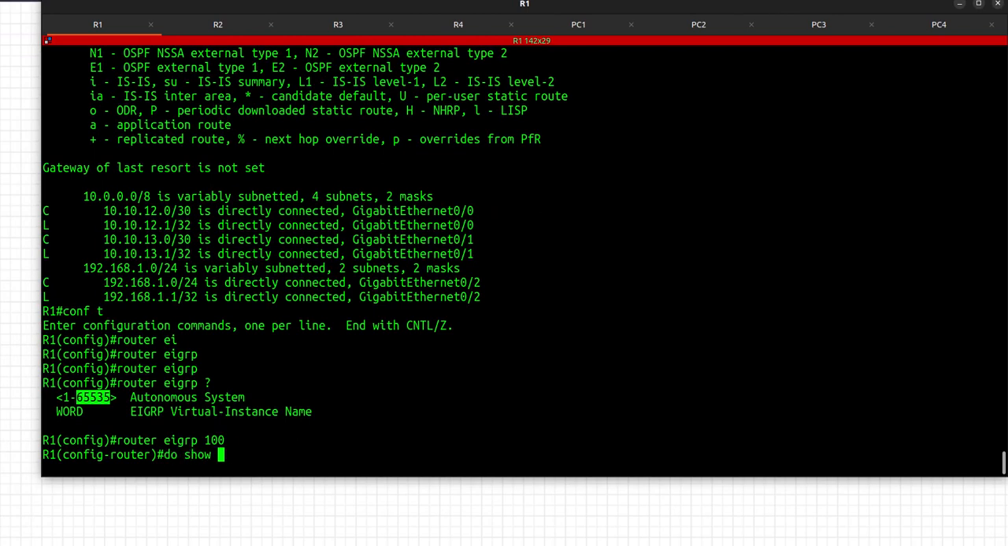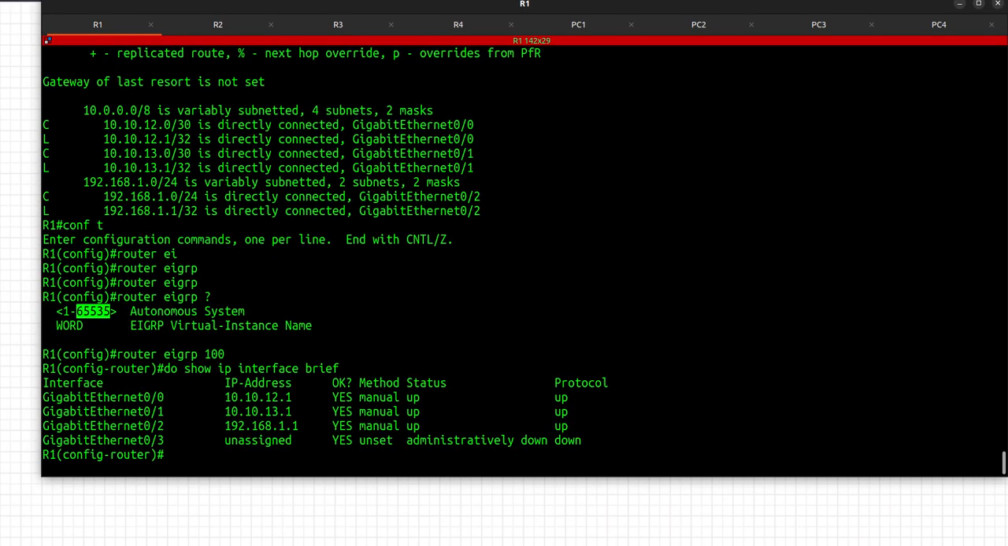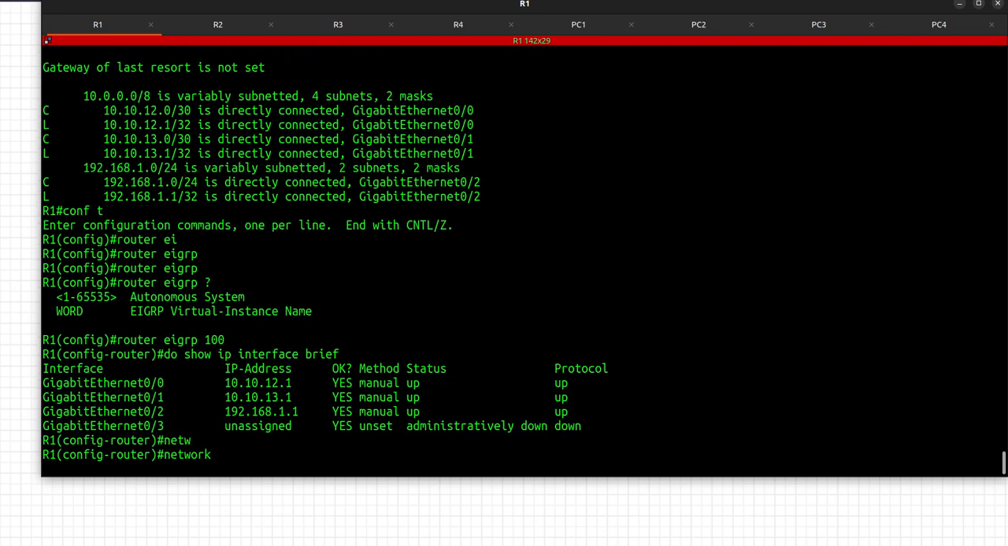So do show ip interface brief, just to know the subnets that I am using. So let's declare the first network, which is 10.10.12.0. As I said, the subnet mask is /30, with a wildcard, because EIGRP uses the wildcard. I'm not going to show you how to convert from the netmask to the wildcard, but /30 gives you 3 at the end.